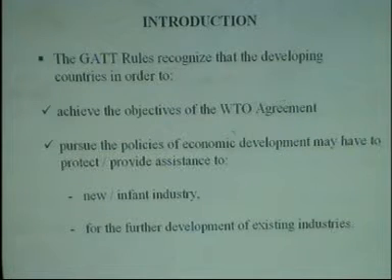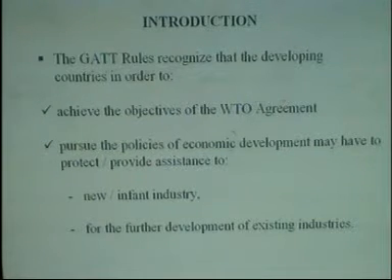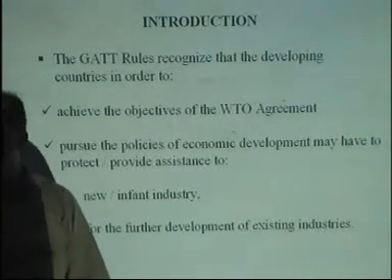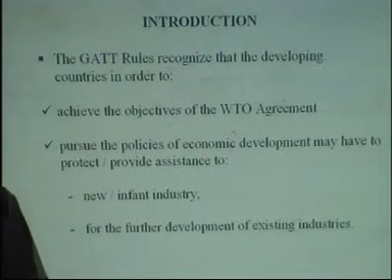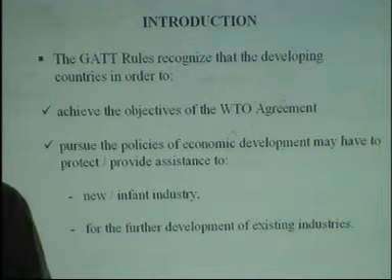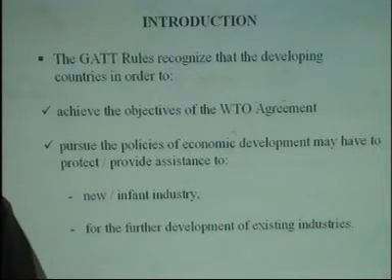Now, the basic thing is that the GATT rules recognize that any developing country, in order to achieve the objectives of the WTO, may need protection. Now, what are the objectives of the WTO? Number one, to raise standards of living. Number two, to afford full employment. And number three, to enable the industry to use the full resources available within the country. And those resources are land, labor, capital, raw material, minerals, and other things.